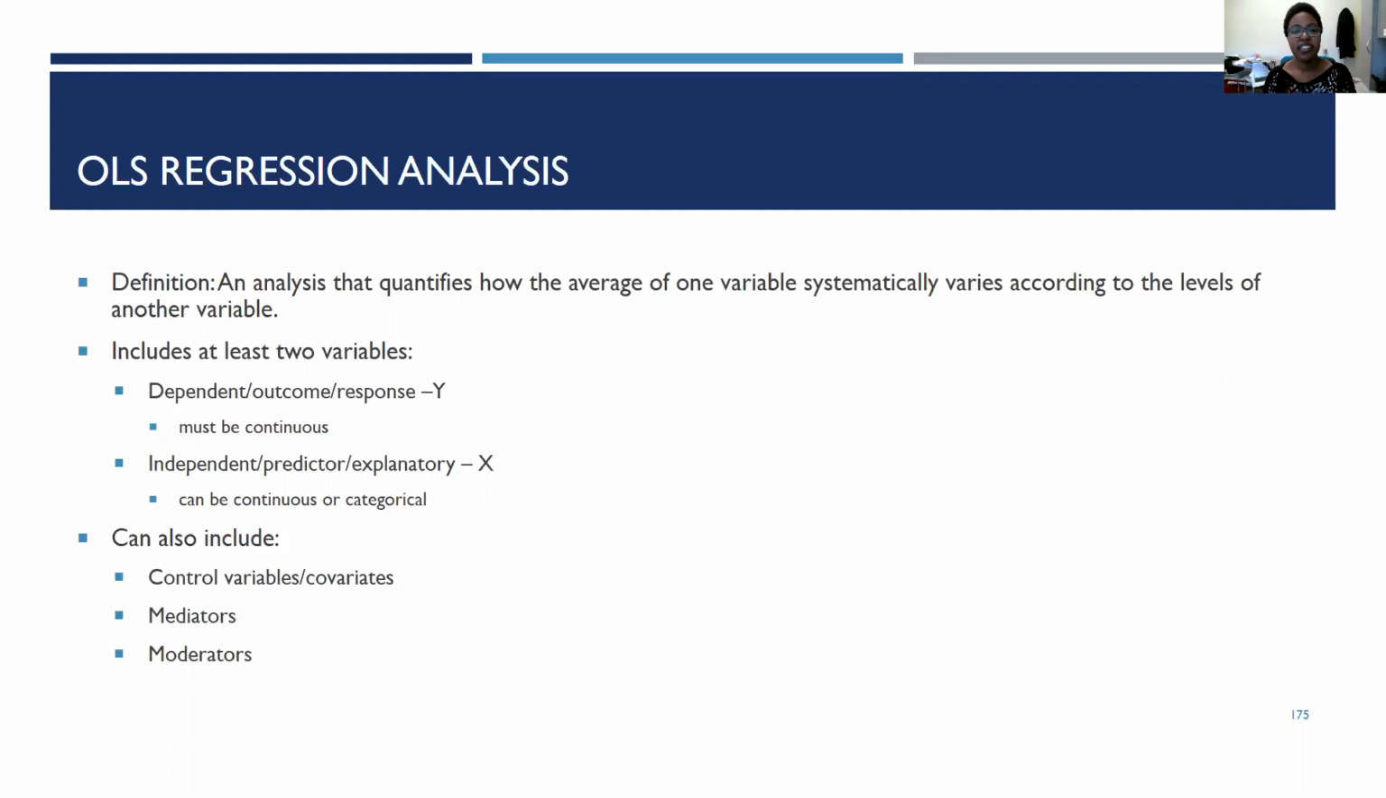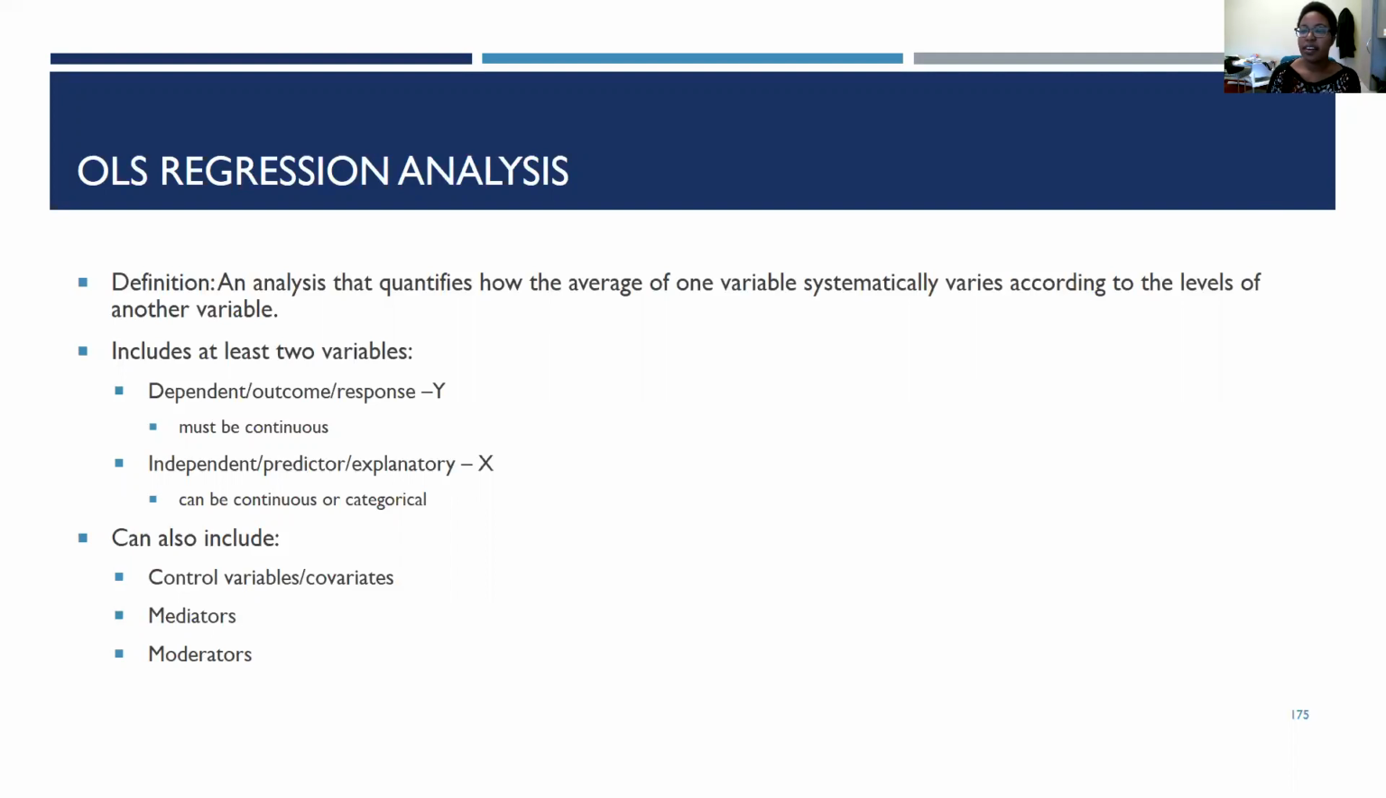Okay, our regression analysis is always going to include at least two variables. Our dependent variable, which we're calling the y variable, which has to be continuous in this type of regression that we're doing, and our independent variables, which is the x variable, which can be categorical or continuous. And later on, in this lecture, actually, we're going to talk about control variables, which are also called covariates. And then later, in a few weeks, we'll talk about mediators and moderators.